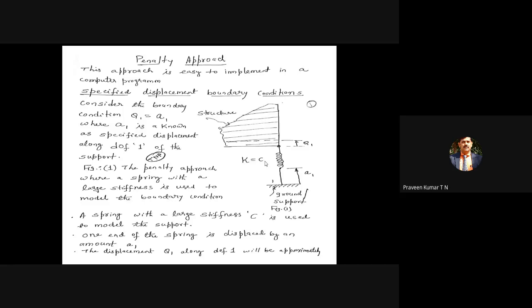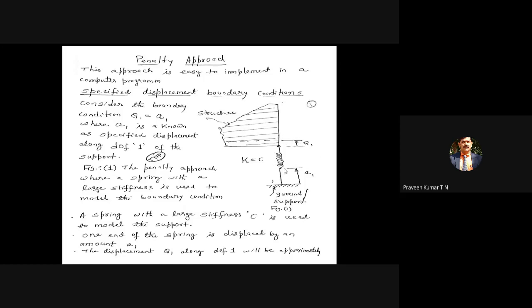That's why we have one member, the stiffness member, the spring. A spring has stiffness. When you come to the spring, it has two ends; this is one end and this is the other end. One end of the spring is moved by a distance A1, and the other end of the spring is moved by a distance Q1.